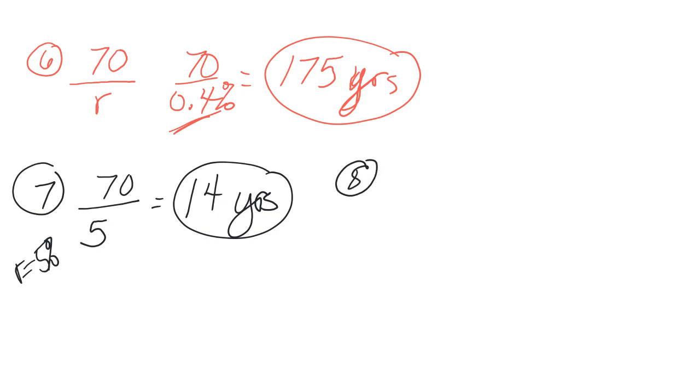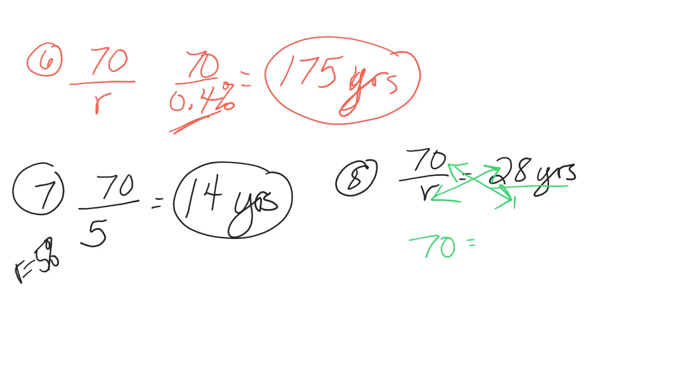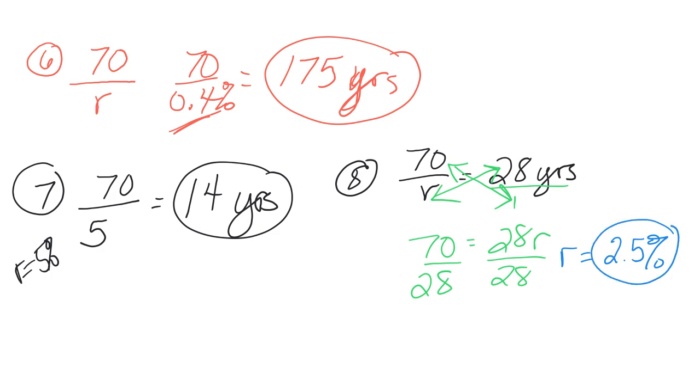Number 8, Kenya is doubling its population every 28 years. What's the growth rate? So we're still going to use 70 over R, but this time we're given the number of years. So now we need to solve for R. So we're going to cross multiply. If you remember way back to pre-algebra, this is over 1, so we can cross multiply. So we have 70 is equal to 28R, and then we're going to divide by 28. And so R is going to end up being 2.5%. And so that's the growth rate for Kenya.